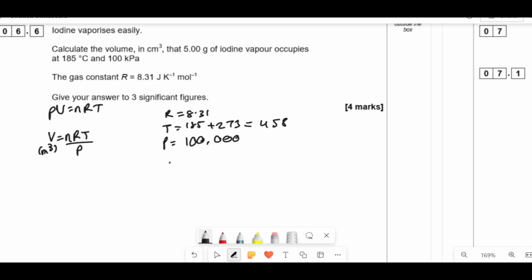Well, they've told us that it's 5 grams. So we know that the mass is 5, and moles is going to be mass over MR, right? Now this is I2 gas, so we're going to have to do 253.8, which gives 0.0197 moles. Just don't slip up on that part as well.